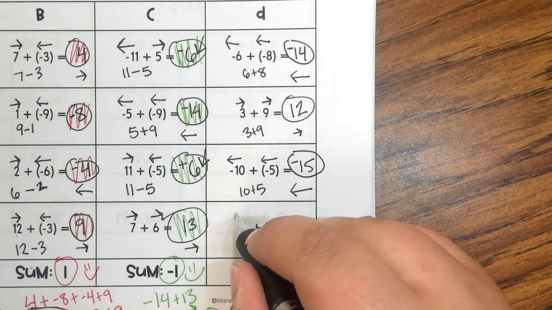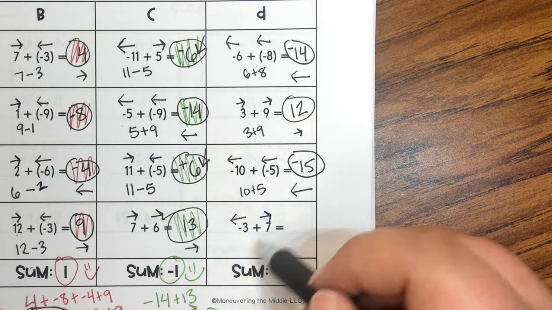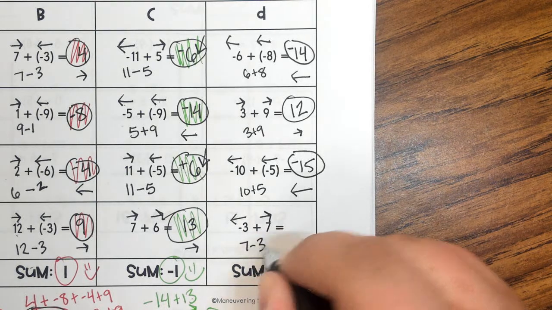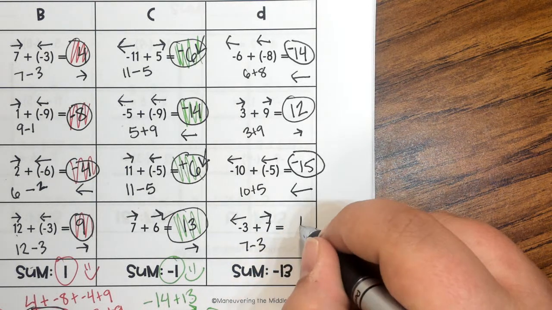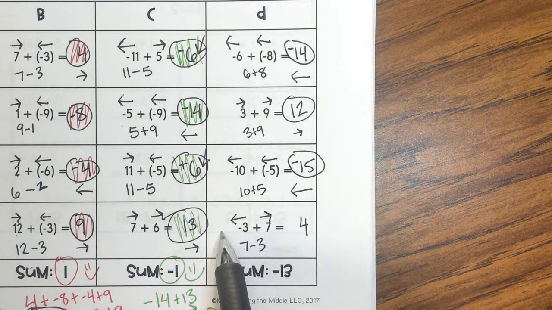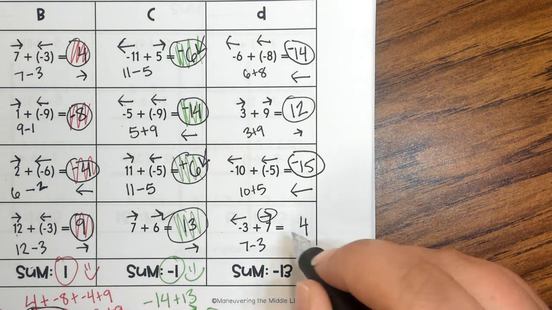Now I've got negative 3 plus 7. Negative 3 is to the left of 0, 7 is to the right of 0, so I've got arrows going in different directions, so I want to find their difference. So I'm thinking about 7 minus 3, which is 4. And if I've moved my box 3 times to the left and 4 times to the right, the final direction would be going to the right, so this is a positive 4.